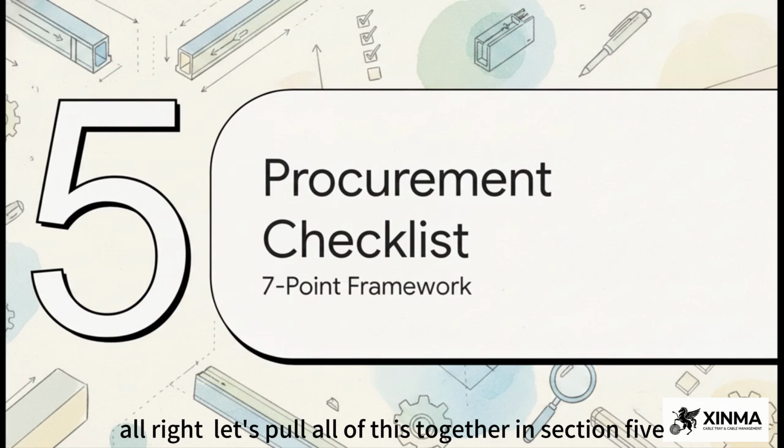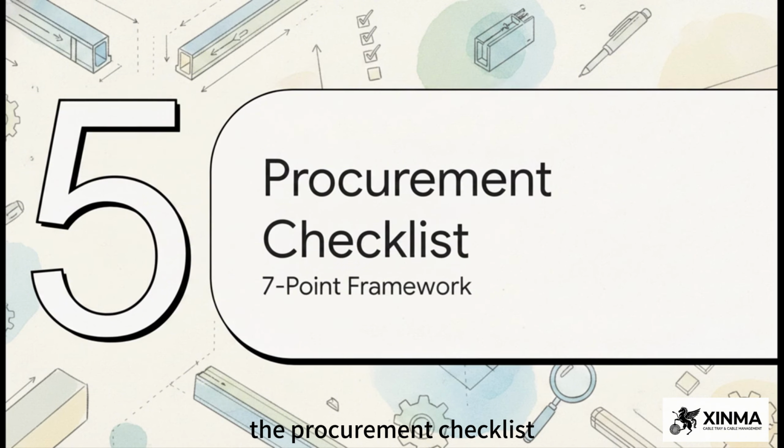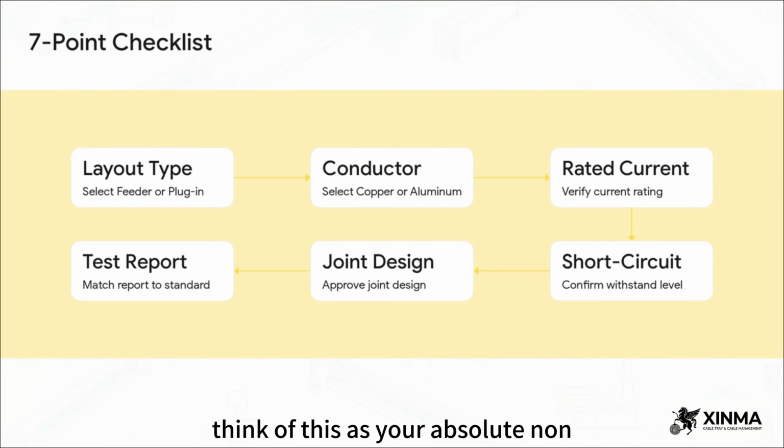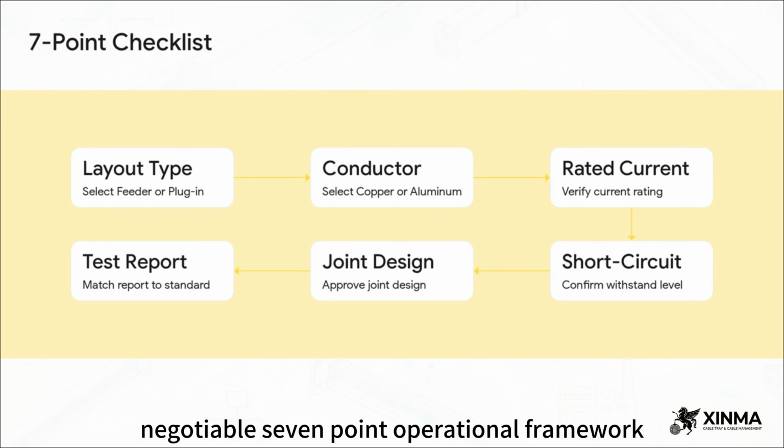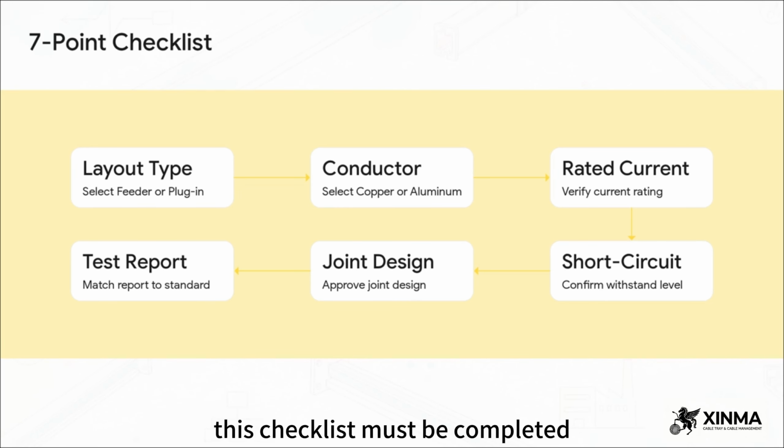All right, let's pull all of this together in Section 5, the procurement checklist. Think of this as your absolute, non-negotiable 7-point operational framework. This checklist must be completed before any busway order is signed off. Step 1, determine your layout, feeder or plug-in. Step 2, select copper or aluminum. Step 3, verify that rated current.